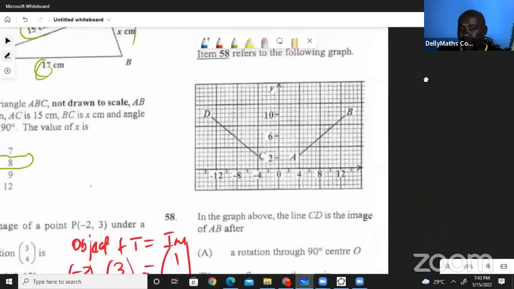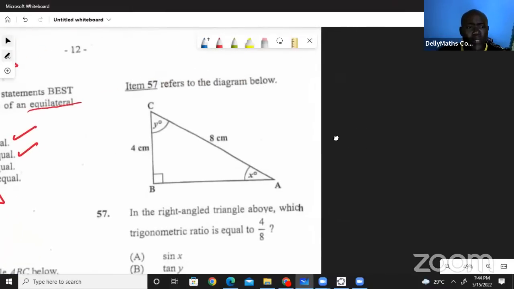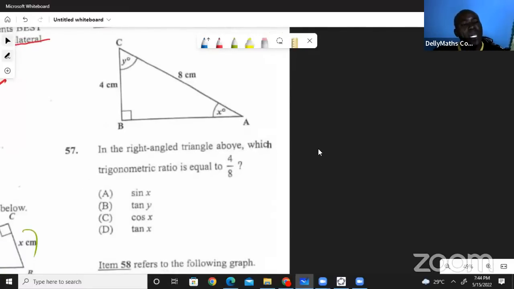Let's go to 57. We're winding down, people, we're winding down. 57. So 57 says here, item 57 refers to the diagram below. All right, so we're seeing a right angle triangle. Again, we're seeing angle X in it. We're seeing angle Y in it. It says in the right angle triangle above, which trigonometric ratio is equal to 4/8? So you want to look at it. Remember, 4/8 can be given more than one way, but it is what is here as an answer.